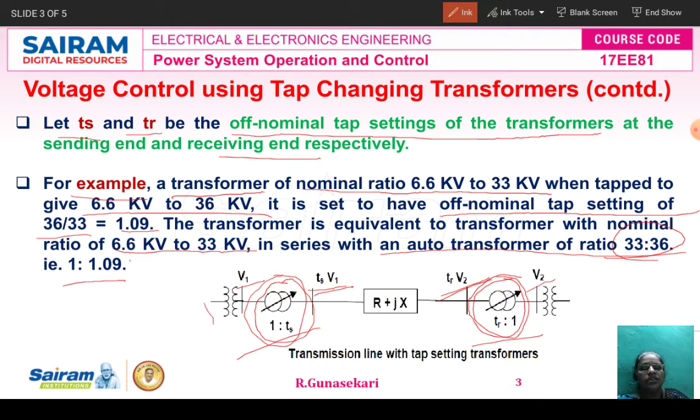Now see, this is the V1, the sending end voltage. After tap setting, that is the ratio 1 is to TS, and then the actual voltage is TSV1. This is the impedance R plus JX. Then again TR, this is the actual voltage of the receiving end. Then now you can do tap changing. This is the TR is to 1 ratio. Then we are getting the receiving end voltage V2.